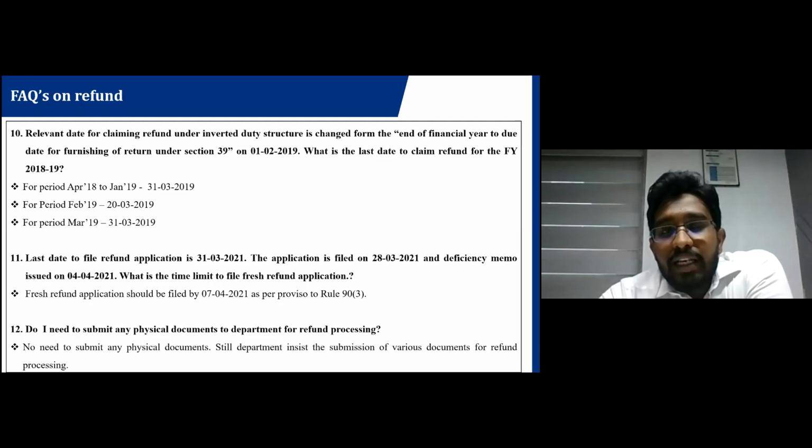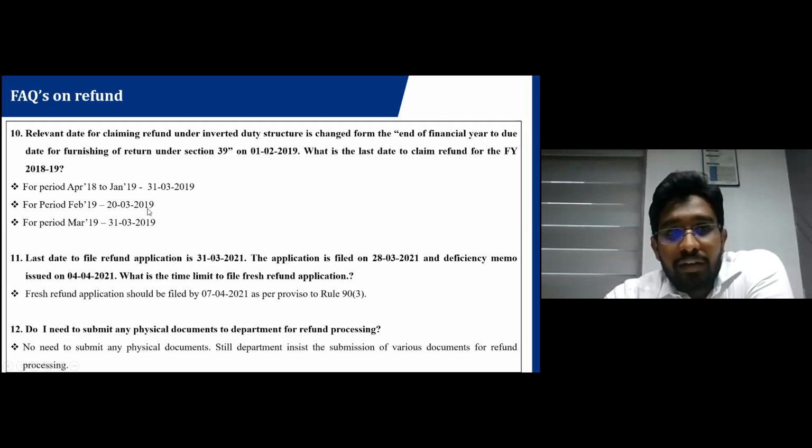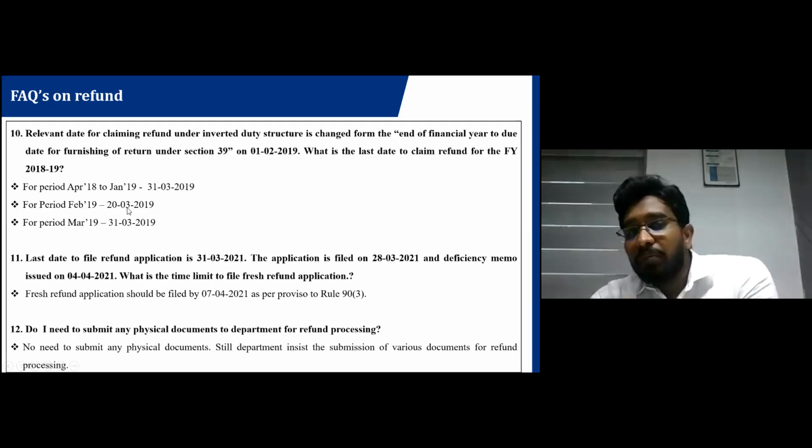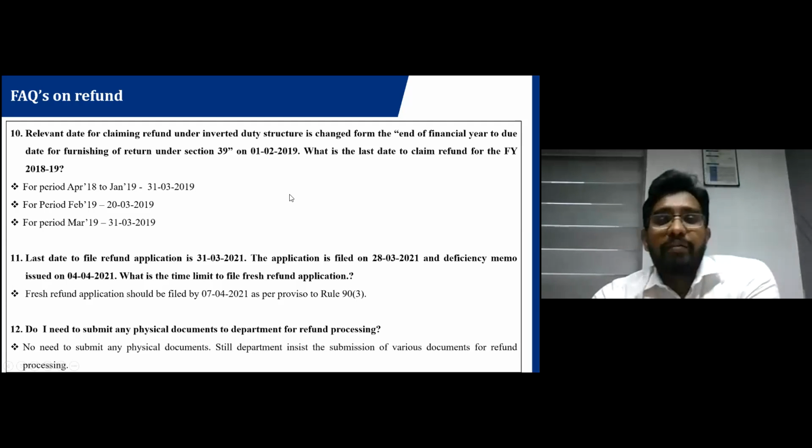Everyone has a doubt whether it is a retrospective effect or prospective effect. Since it is not specifically mentioned as retrospective, it will be applicable prospectively only. That means for periods up to January 2019, the relevant date would be 31st March 2019 for financial year 18-19. For February 2019, it is 20th March 2019. You can see here, for January 19, 31st March is the relevant date. For February 19, 20th March 2019 is the relevant date. So this provision will have only prospective effect, not retrospective effect.